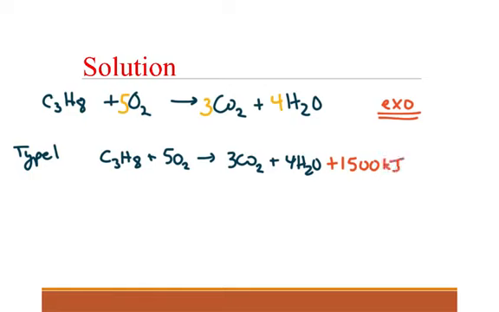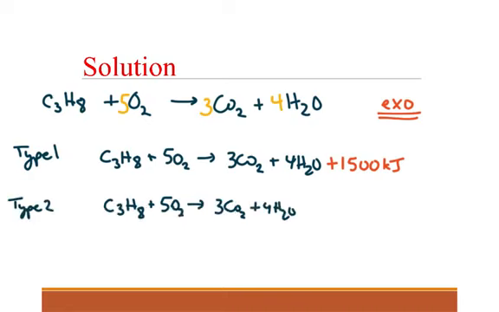I'm going to add that as a product. So that's a type 1. In a type 2, once again, I have my balanced equation, and type 2 says bring the delta H to the side and use the appropriate sign. So again, because it is exothermic, I'm going to show it as a negative 1500 kilojoules.